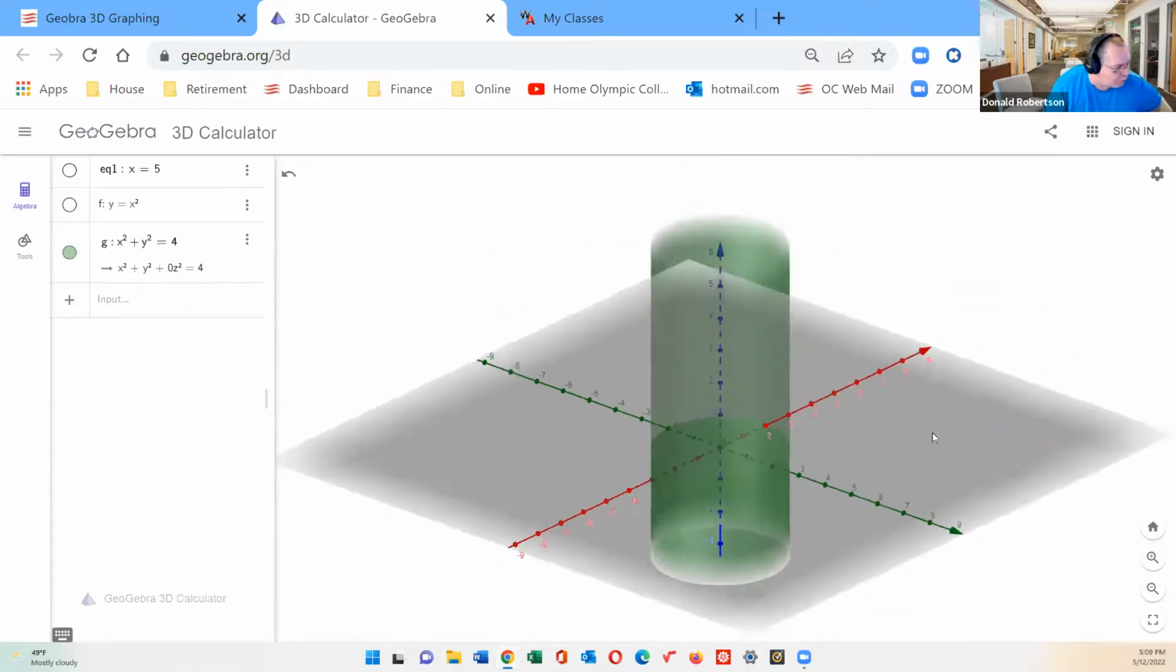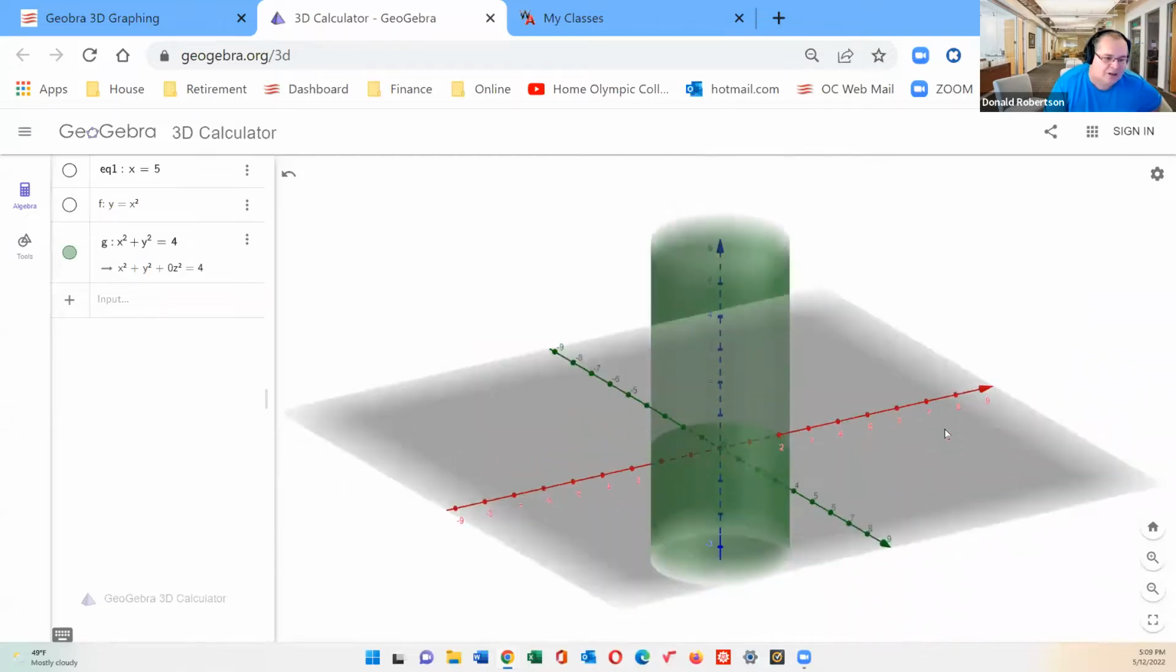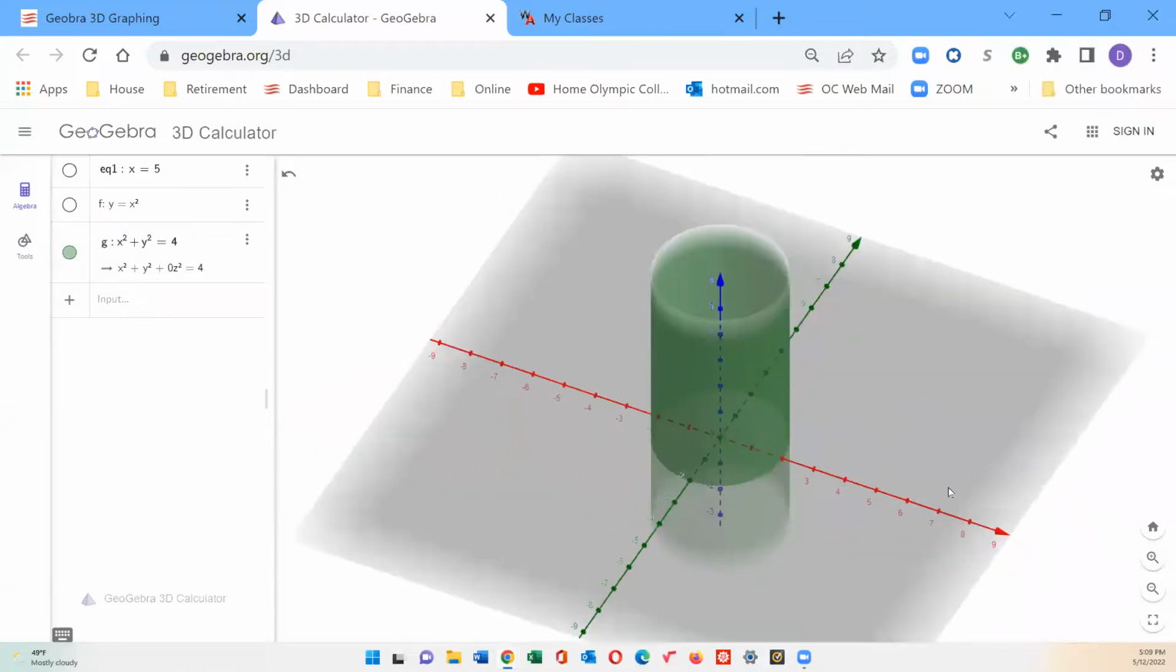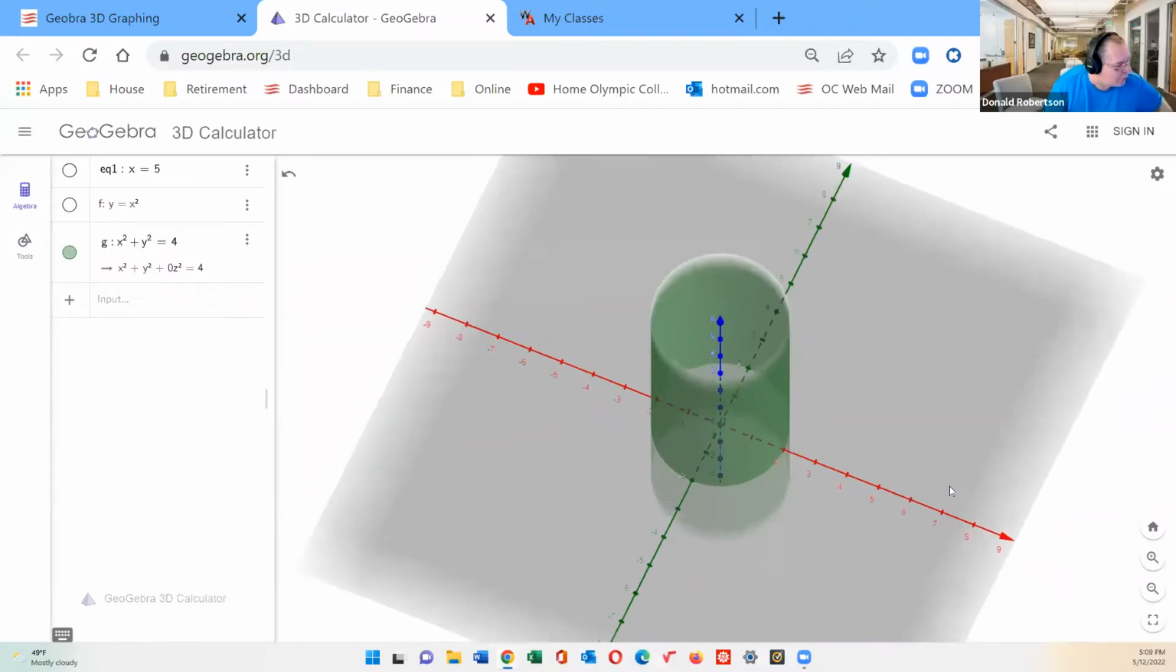Does anybody know what we call this 3D surface? That's a cylinder, right? It's called the cylinder. Or a can. No, I like the cylinder. That's the proper name, at least a math name, maybe not the proper name. We call that shape a cylinder.